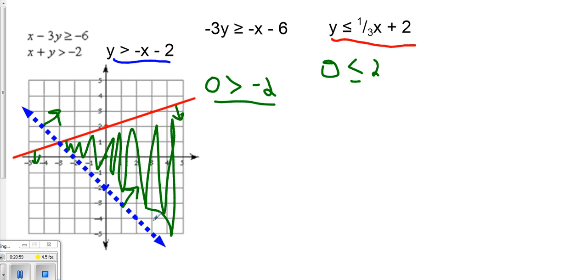Now the tricky part about this problem, or this example, was this part here. Getting the y alone, we had to flip that symbol. So this example just showed us what to do when you flip the symbol. Otherwise, you graph it the same way you would any other one. That'll be our last example then.